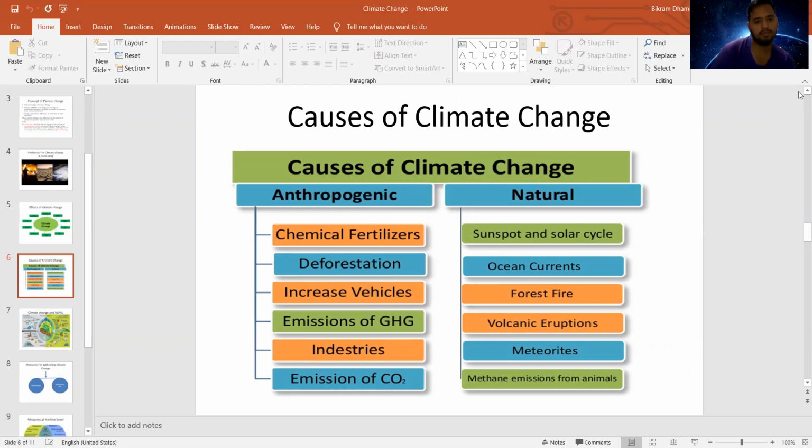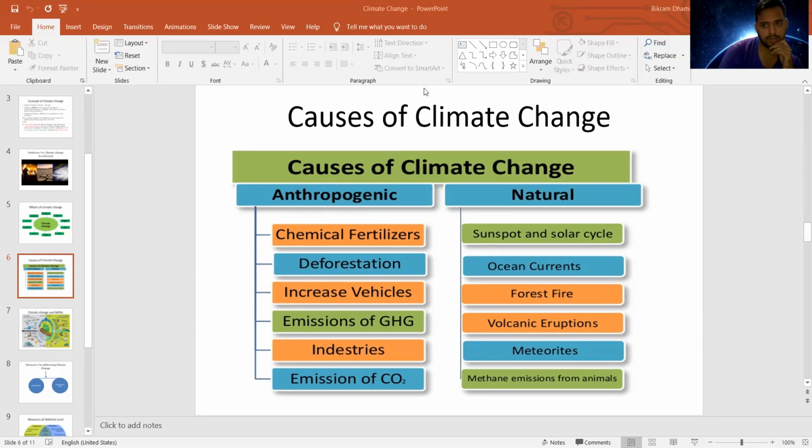The population of the world is increasing day by day, and naturally the demands for food and materials are increasing day by day. And to meet the demand, the producers or the farmers are using different kinds of hazardous chemical fertilizers, which not only pollute the land, but also pollute the air and cause climate change. Next one is deforestation.